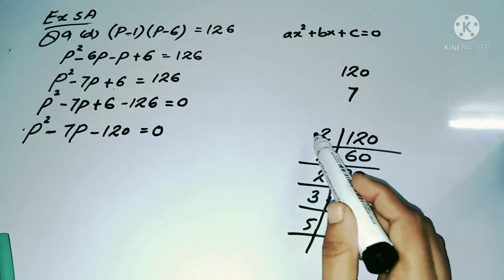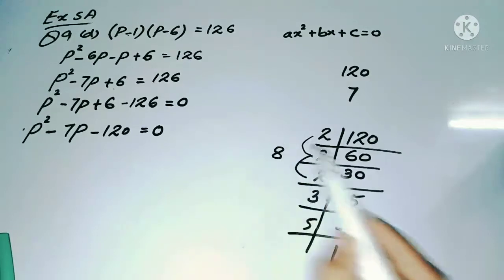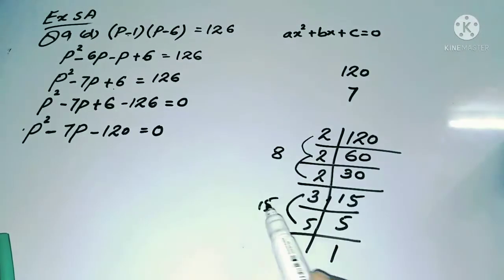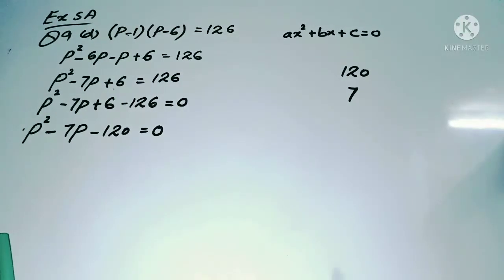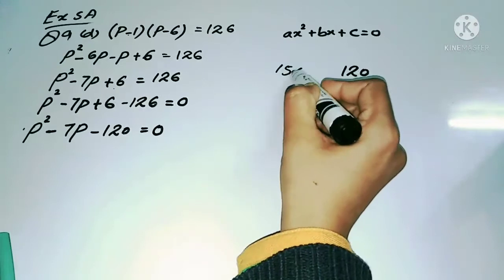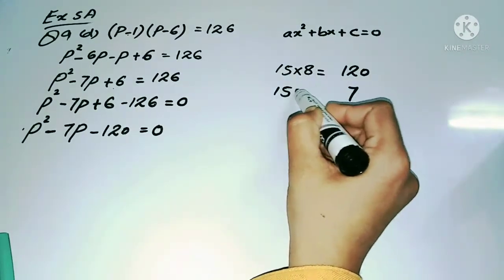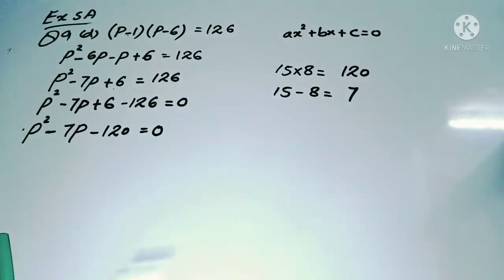So 2 2s are 4, 4 2s are 8, and here this is 8, and 5 3s are 15. Okay, here you can see that 15 and 8, when you multiply 15 with 8, you get 120, and when you subtract 8 from 15, you get 7. So those two factors are 15 and 8. So 15 8s are 120, and when you subtract 8 from 15, you get 7. Okay, let's start.